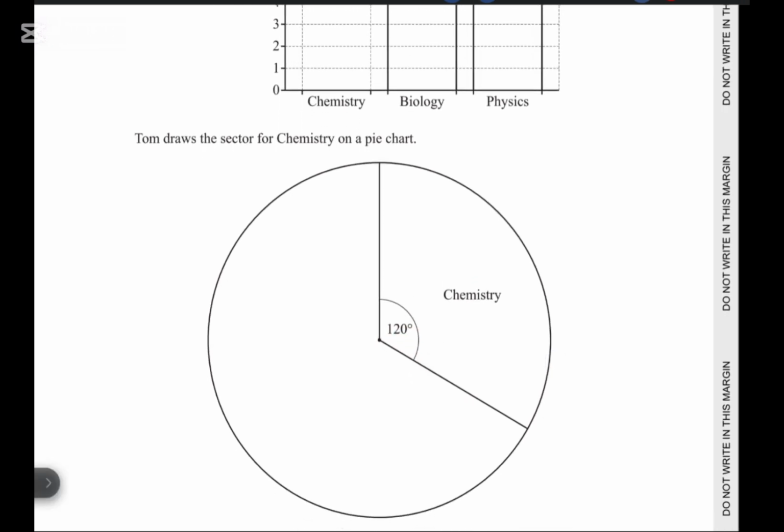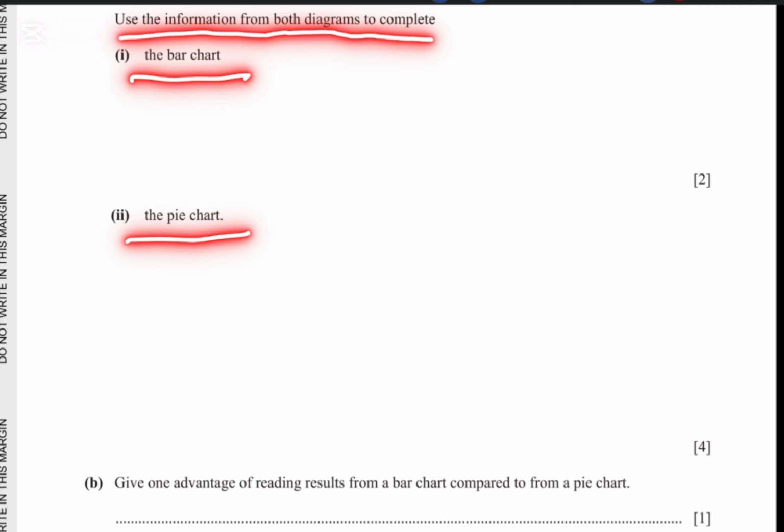Then for this question, they are asking, use the information from both the diagrams to complete the bar chart and the pie chart. So they are asking us to complete the information and complete the graph and the pie chart also by taking those two diagrams into consideration. Okay, so let us find out now, taking the information from the bar chart and also the pie chart.